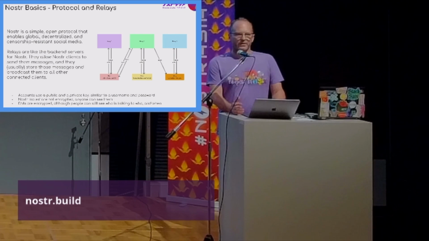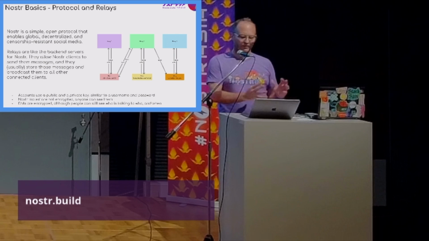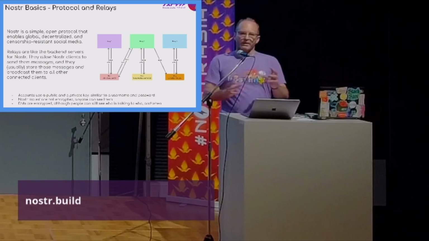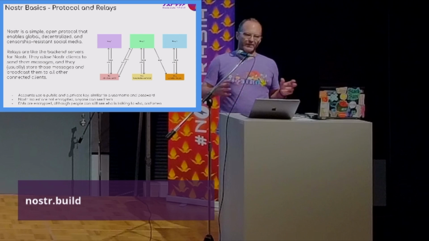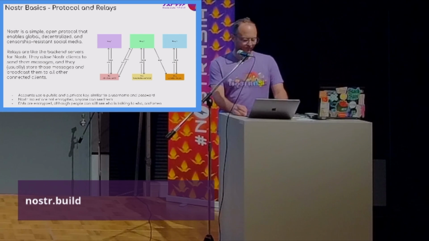Relays can represent different areas of interest. So if you're interested in cooking or if you're interested in Bitcoin or whatever, you can have relays focused on that. The cool thing is people can connect to whatever relays they want from all over the world, and that's what gives it this decentralized aspect, right?